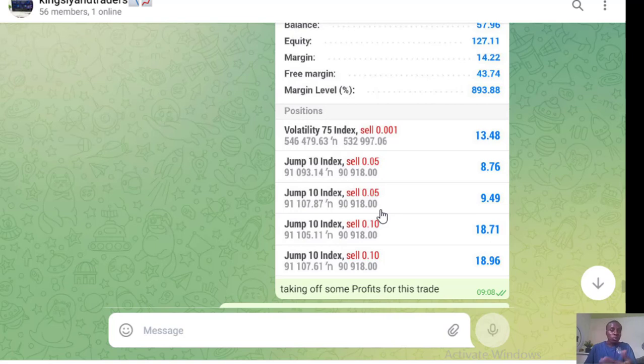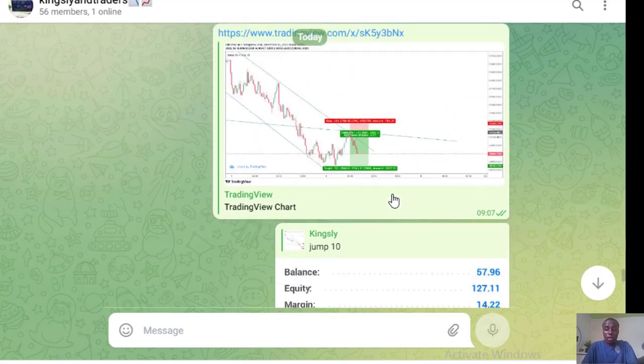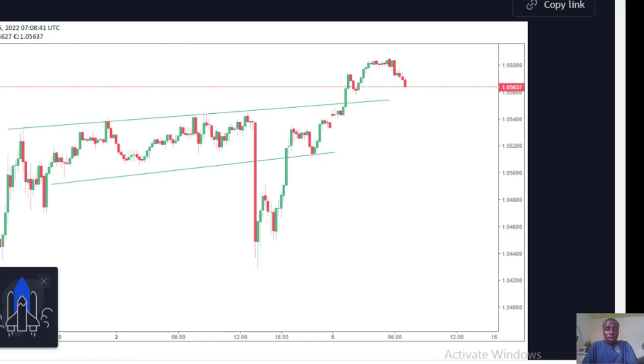If I lose, it won't be a big deal. But if you know that your account is too small, you want to risk just 2% or 3% per trade, except if you know that you have some extra money and you are just doing it for demonstration or something. So that's basically it, guys.